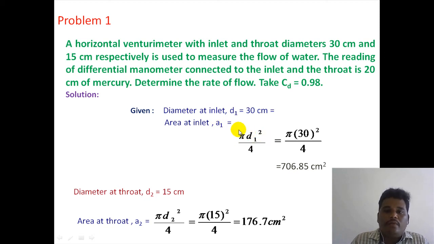The inlet is a circular cross section, area A1 is pi by 4 d1 square, that is pi by 4 into 30 square, we get 706.85 centimeter square.